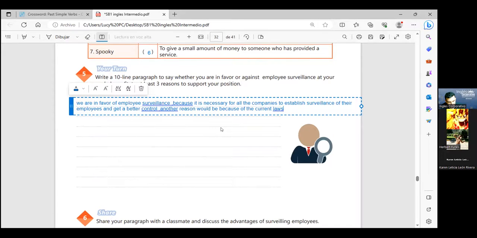Would be because of girls required. Require us no before current laws. No sé cómo se puede poner, lo requieren o lo piden o lo exigen.